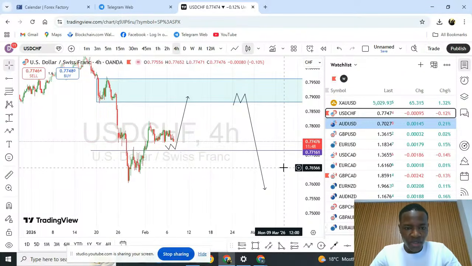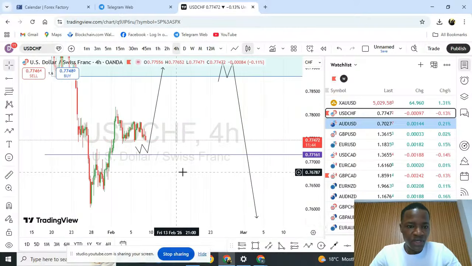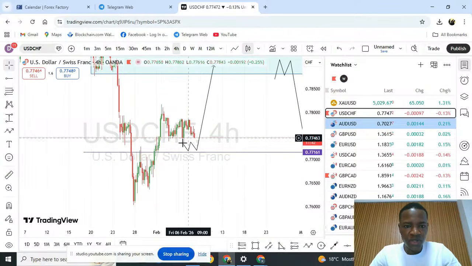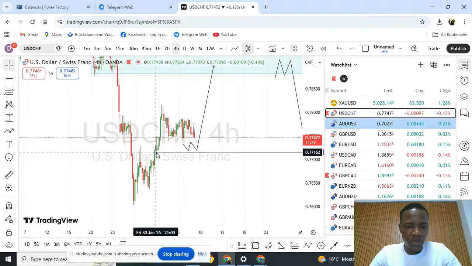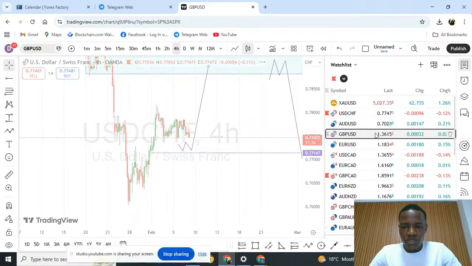Okay, that's the view. Considering today, just check out that liquidity concept, whether the market is going to reach that liquidity, because it's almost there. It's almost reaching the liquidity concept. Let's go to the next pair.